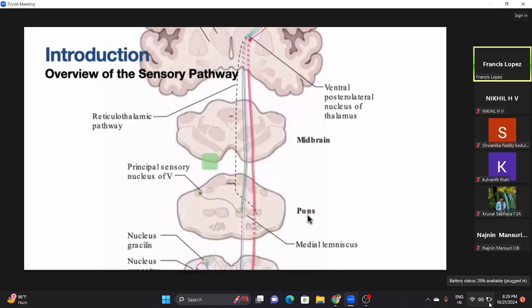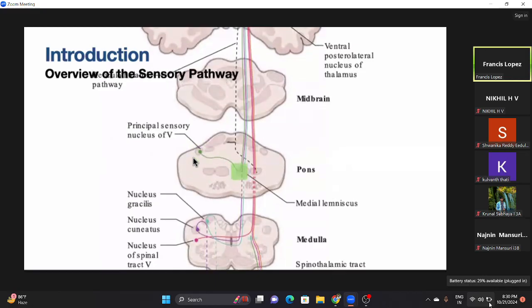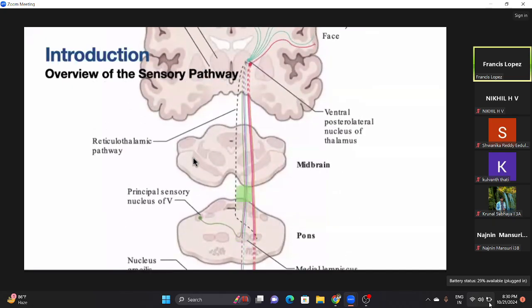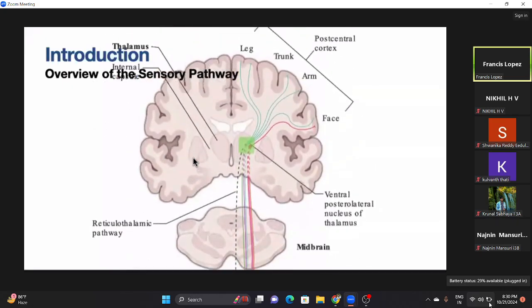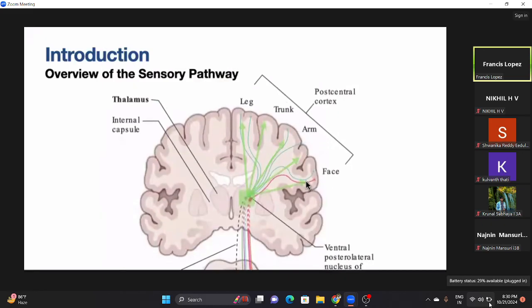Okay, and to further complicate things, the sensory pathway for the face is also different. So it is from the principal sensory nucleus of the trigeminal nerve located in the pons, and they go towards the medial lemniscus and then ascend again towards the thalamus, wherein they are again, so this is wrong, okay? They are just for the face, okay?